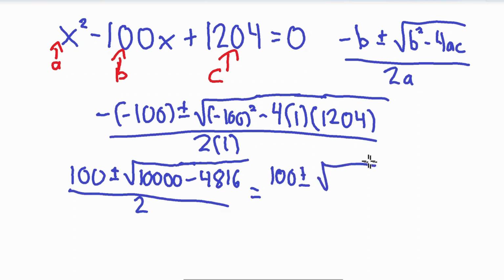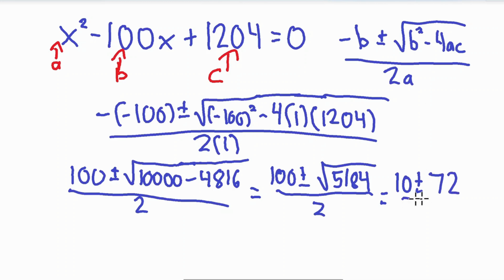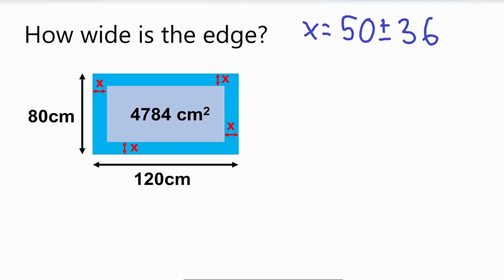Which will give us 100 plus minus 10,000 minus 4,816 is 5,184, over 2. And then if we take the square root of 5,184, we get 72 over 2. Okay, so now we got rid of our square root, which is nice, and simplify it further. Let us just divide each term by 2. So 100 divided by 2 is 50 plus or minus 36, which is 72 divided by 2. Alright, so x is equal to 50 plus or minus 36.